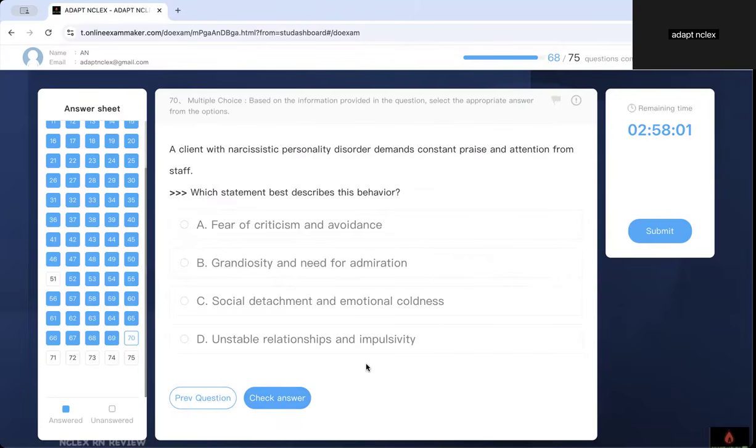Same thing. Narcissistic personality disorder demand constant praises and attention from staff. Which statement best describes it? The same thing. Take what I've given you and reframe it. Constant praises, attention, fear of criticism and avoidance. Do you see that this patient is avoiding? How can you take praises and attention if you avoid people?